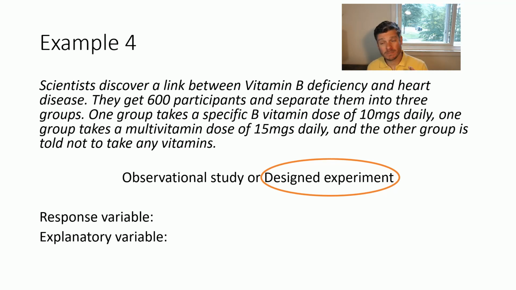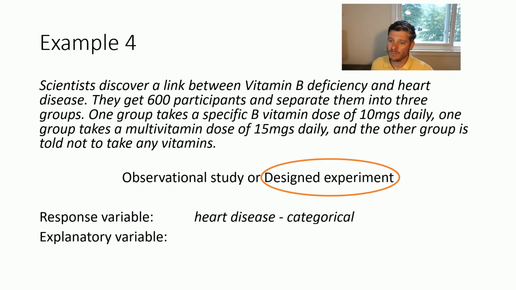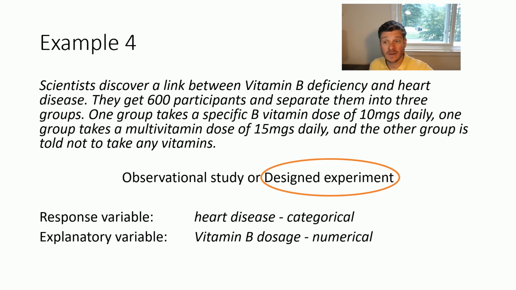So what is my response variable here? Well, my response variable is the heart disease. They want to determine whether or not you're going to develop heart disease. And what kind of variable would this be? Well, most likely this is going to be a categorical variable. Do you have heart disease or not? It is a yes or no question. And so my response variable is heart disease. And so my explanatory variable is then going to be how much vitamin B. And in this case, I think it makes much more sense to consider this as a numerical variable because we have 10 milligrams, 15 milligrams, and 0.